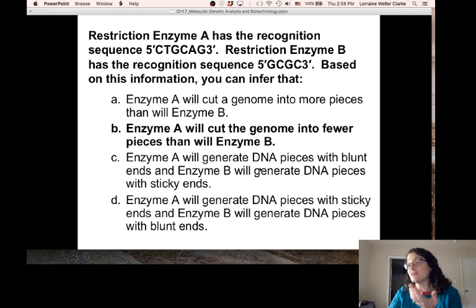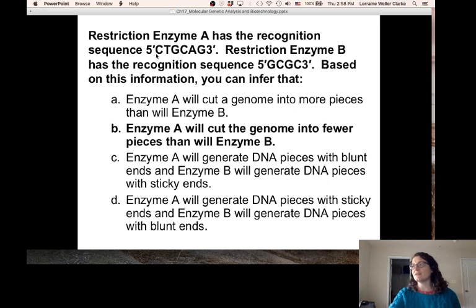I can tell you that neither of them are sticky. So C and D are wrong, okay? Neither of them are sticky. Again, this here would not stick onto here, okay? That's how the sticky end is created, we'll walk through the sticky part in a minute. But the idea is that enzyme A, because it recognizes a longer sequence, will cut the genome into fewer pieces than enzyme B.